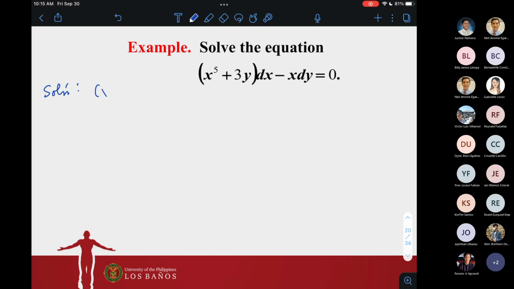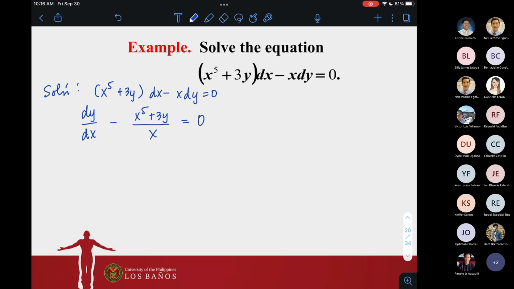I'll copy the given, x to the fifth plus 3y dx minus x dy equals 0. So i-divide ko both sides muna by negative dx para mauna yung dy over dx. So magkakaroon ako ng dy over dx, then minus x to the fifth plus 3y, nag-divide ako ng negative x, no? So magiging positive x na lang yan, equals 0. Tama ba? Nag-divide ako ng x, tapos pinagpalit ko yung sign, naging dy over dx.